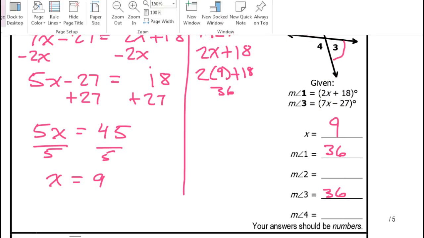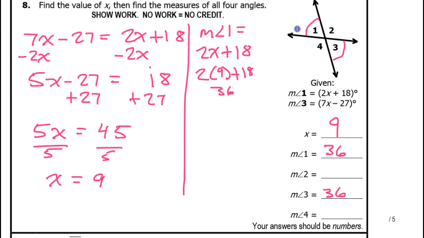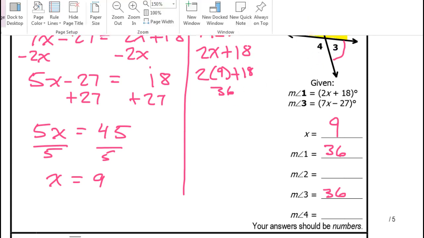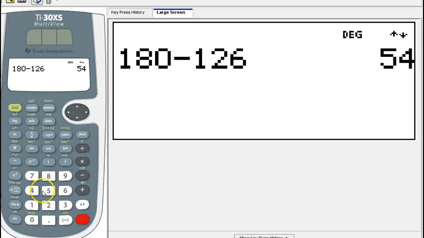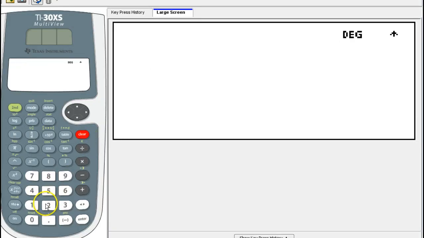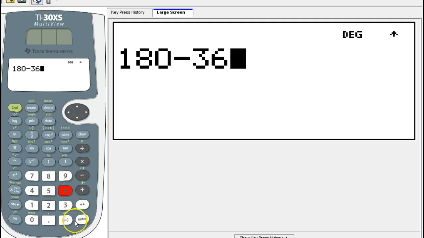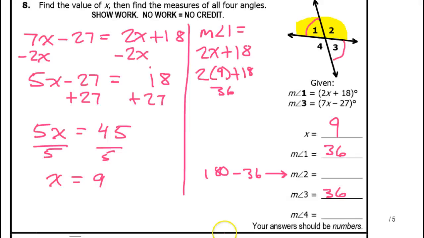Now, notice that angle 1 and angle 2 are a linear pair. See how they form a straight line together? So they are supplementary. So I should be able to get angle 2 by doing 180 minus the measure of angle 1. Okay, so if I do 180 minus 36, that's 144.